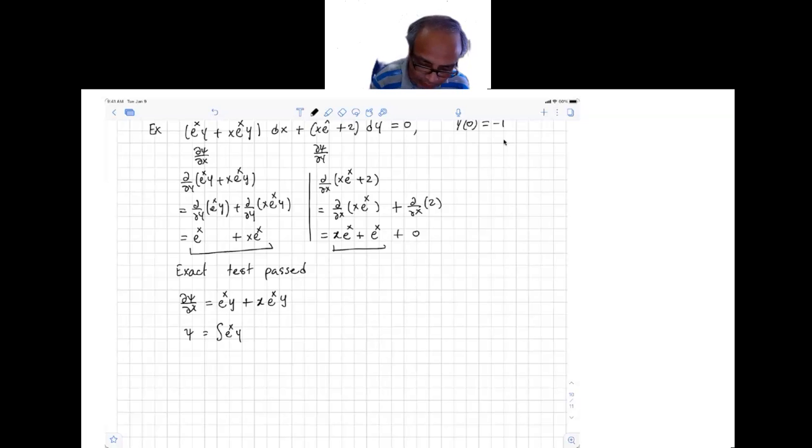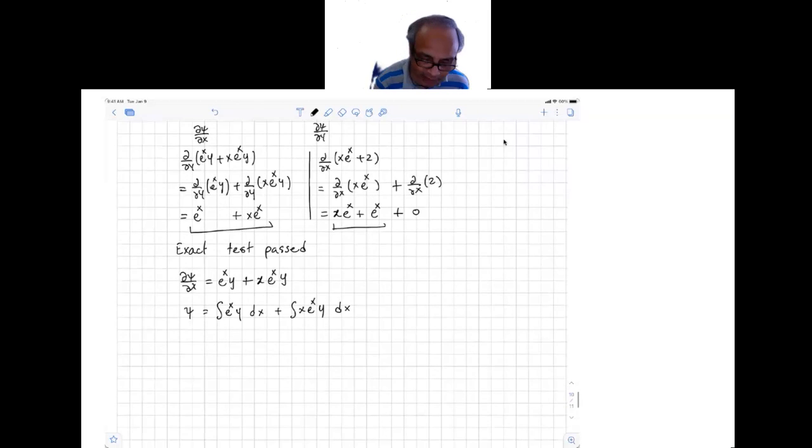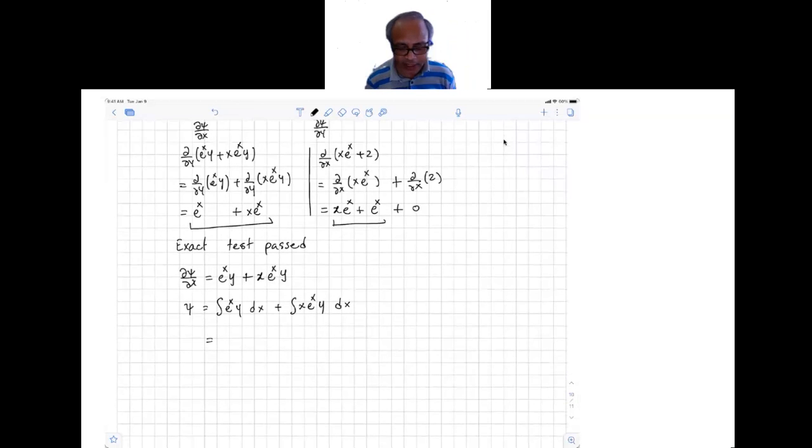With respect to x. x e to the x times y with respect to x. So each term you integrate with respect to x. On the left hand side you get psi, and on the right hand side you solve the integrals. Remember, the integration is now also partial. When you are integrating with respect to x, you are going to assume that y is constant.